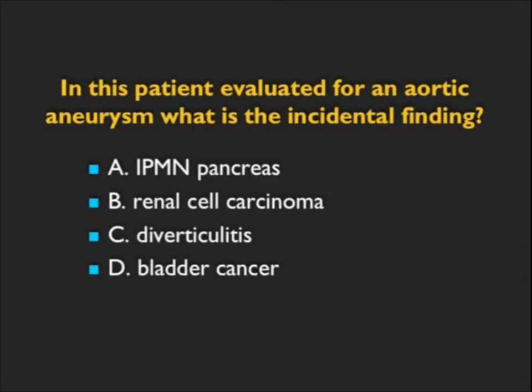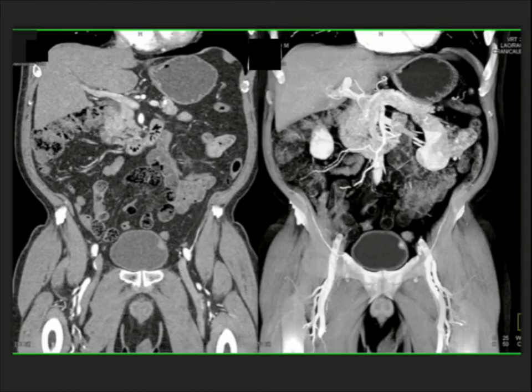In this patient evaluated for aortic aneurysm, what's the incidental finding? So we do make the point that there are incidental findings in every organ. And often aortic aneurysm patients are older, so you better look carefully. All of the things I've listed could be incidental findings, but look at the bladder. At about 3 o'clock, there's an enhancing lesion, classic for an incidental bladder cancer.